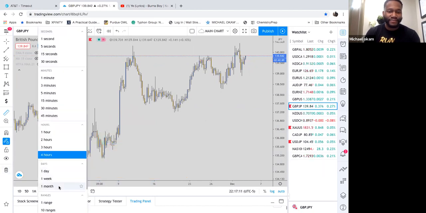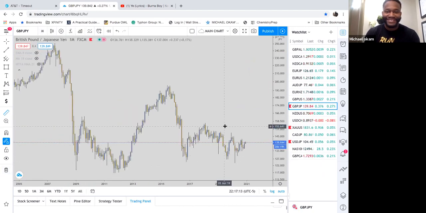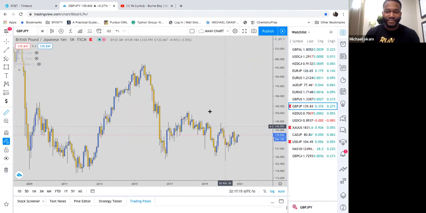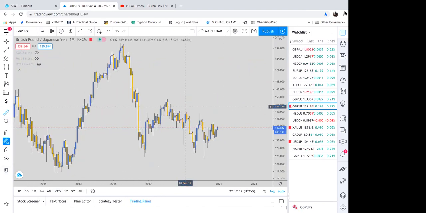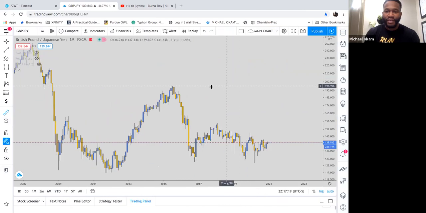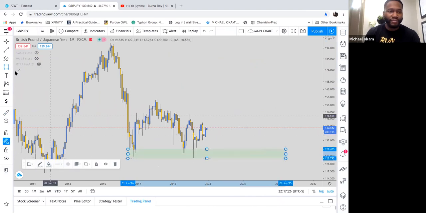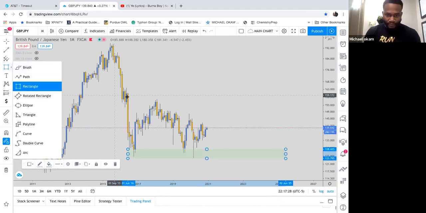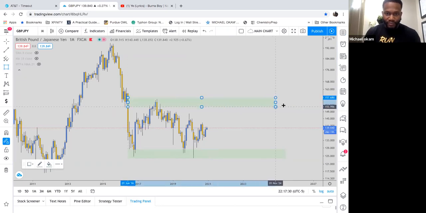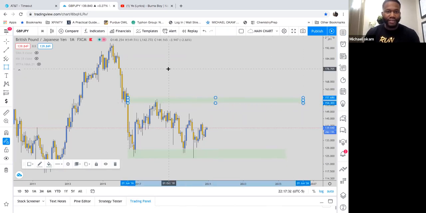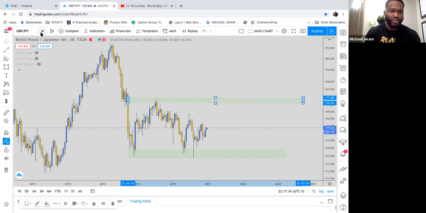All right, let's break this down. I'm going to do this very quickly and we'll execute our trade, okay? Relative high, relative low, boom. Relative high, relative low, very simple. Go to the weekly.